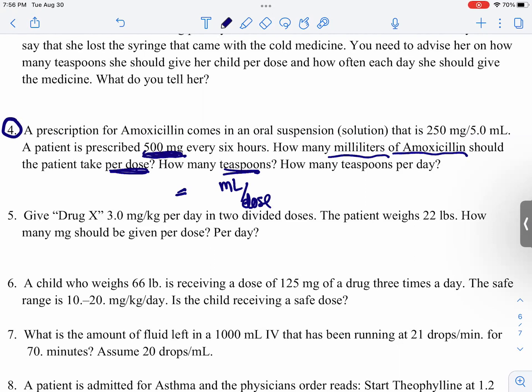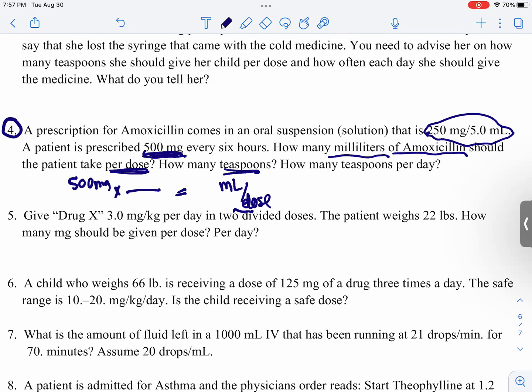Fine, we know what we want. What do we have? We know that the suspension comes like this, and we know that the patient is prescribed 500 milligrams every 6 hours. So in a dose, we're starting with 500 milligrams, and that's in this dose.